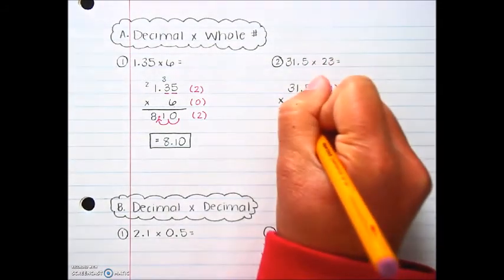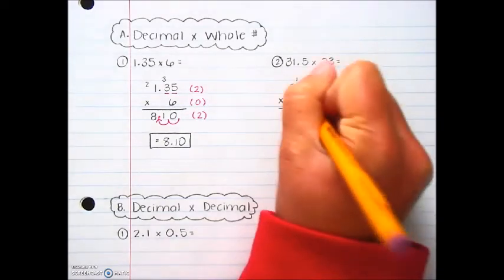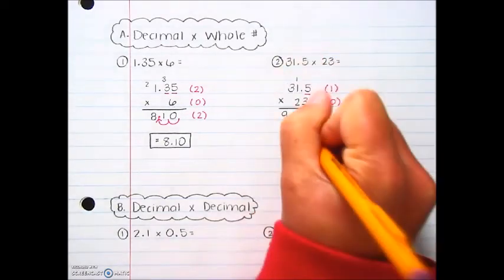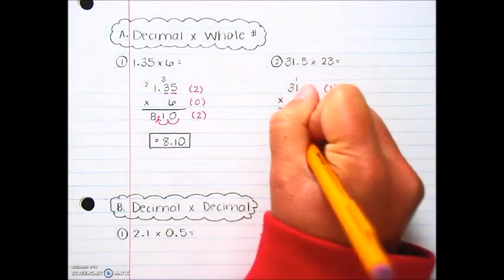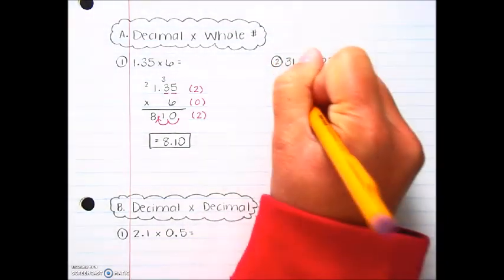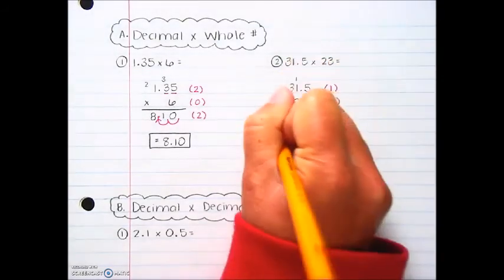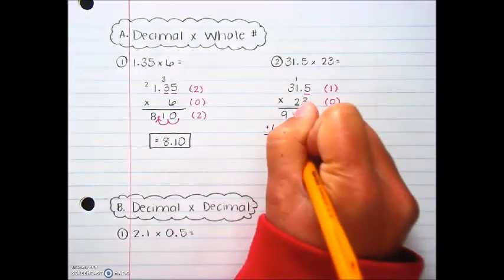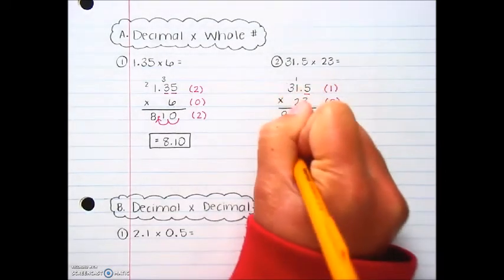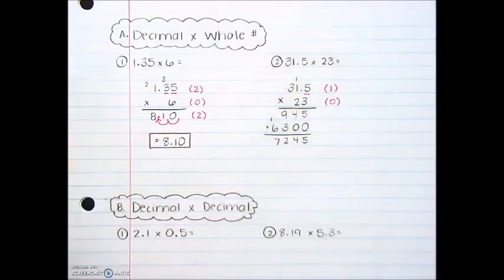3 times 5 is 15. 3 times 1 is 3, plus 1 more is 4. 3 times 3 is 9. Since I have a 2-digit factor, I need that placeholder 0. 2 times 5 is 10. 2 times 1 is 2, plus 1 more is 3. 2 times 3 is 6. Add all those pieces together. 5, 4, 9 plus 3 is 12. Carry the 1. 1 plus 6 is 7.